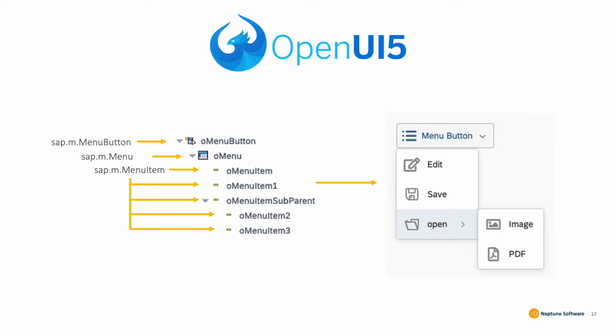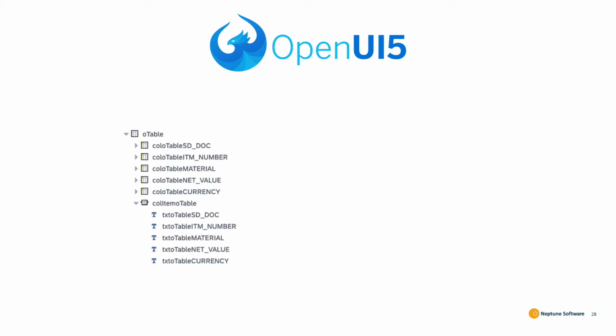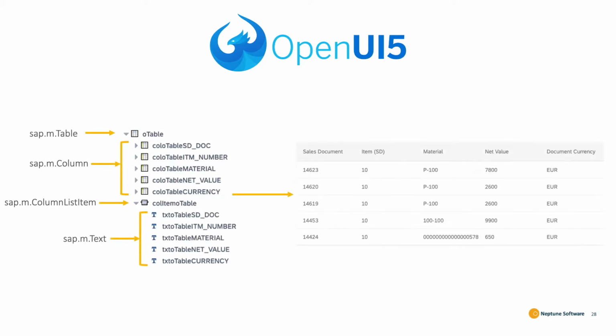Finally, here is an example of a table, which is built using a sap.m.Table as a parent, with sap.m.Column components as children, alongside a column list item, which contains 5 text components. This structure might be hard to remember, but that isn't a problem, as lots of these patterns are available as samples or can even be generated automatically using wizards, such as with this table.